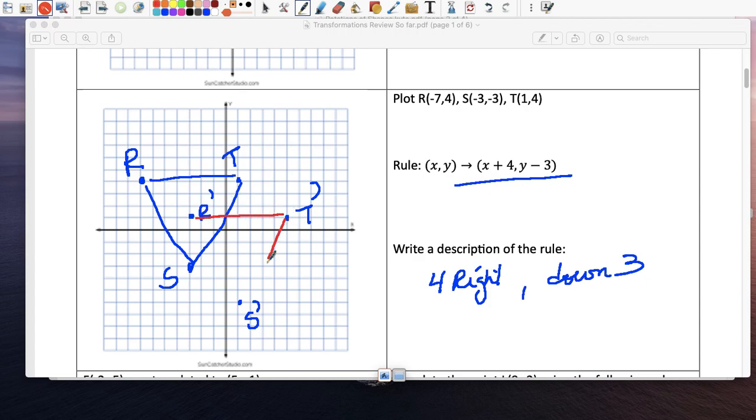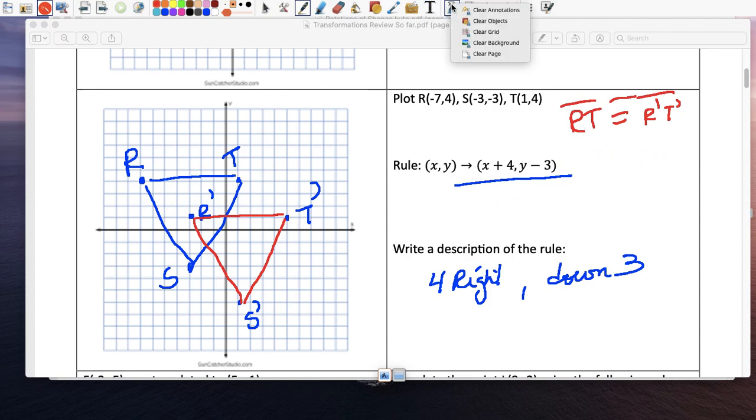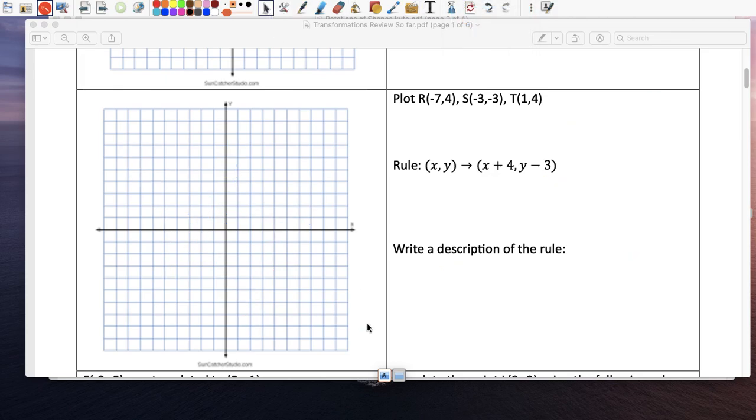And again, notice that it's a congruent shape. Angle R is the same as angle R prime. Side RT is congruent to side R prime T prime, and so forth and so forth. So that's translations. There's not much else I can show you here. A couple of problems at the bottom.